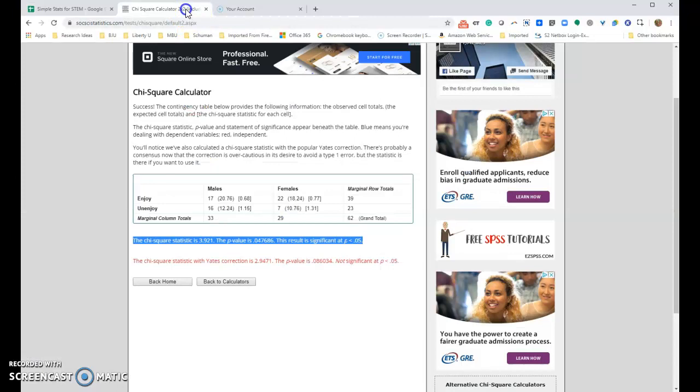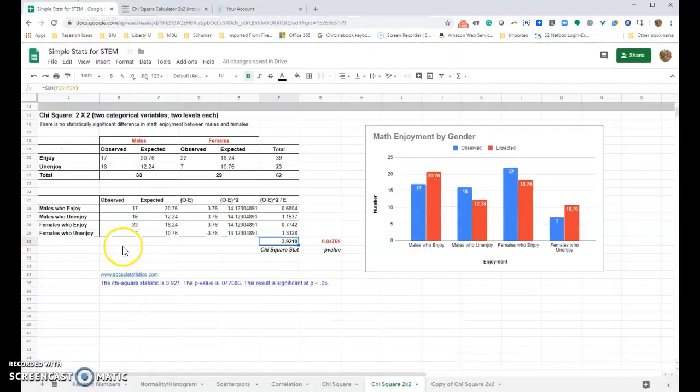So using Social Science Statistics can be much quicker. It's valuable to understand the math behind all these things and to know why it works, and it gives you a little bit more appreciation. But that website is pretty handy for finding that outcome, and then I can continue talking about it, and I can say there is a statistically significant difference in math enjoyment between males and females, and here is the data to prove that claim. So that's how we run a chi-square analysis, a 2x2 contingency chi-square, using Social Science Statistics.